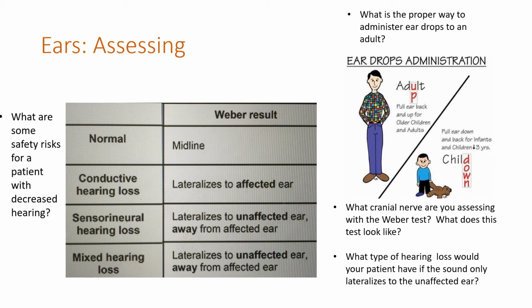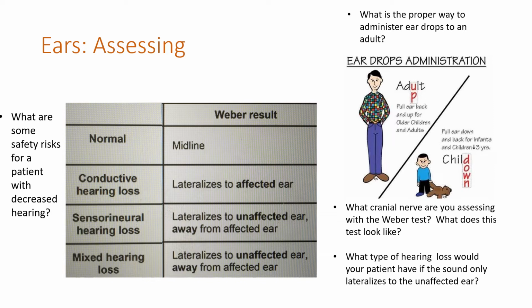When we assess the ears, we need to know the difference between normal Weber results and abnormal ones. Conductive hearing loss is going to lateralize to the affected ear, meaning the sound is going to lateralize where we have a problem. Sensory neural hearing loss is going to go to the unaffected ear, so it's away from the problem ear. And mixed hearing loss is going to be the unaffected as well.